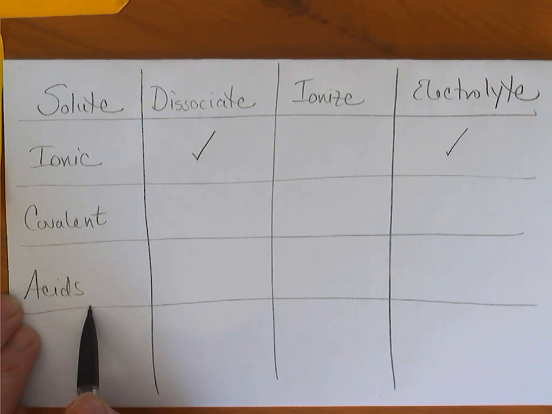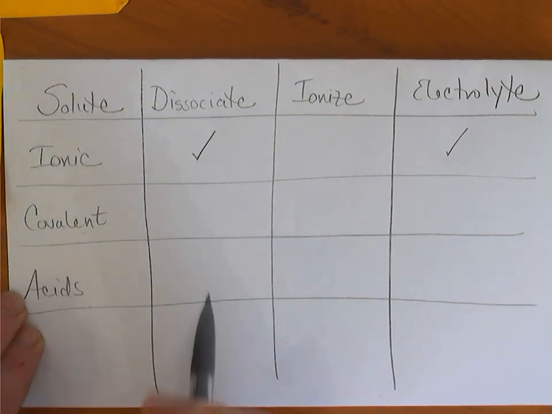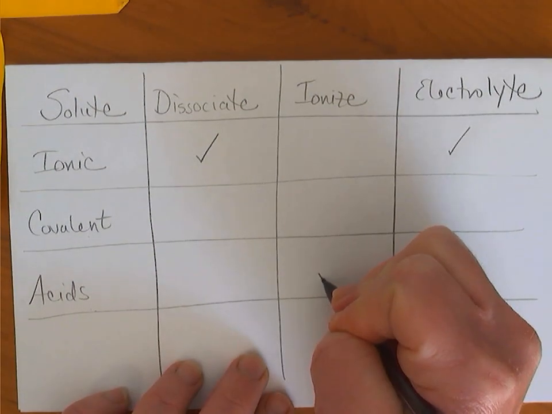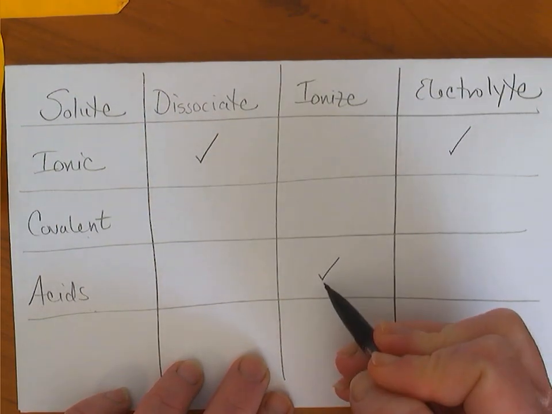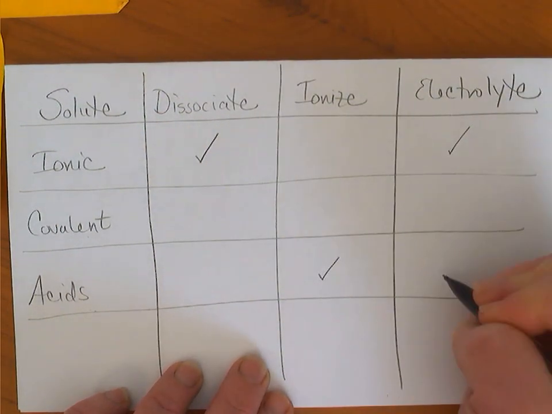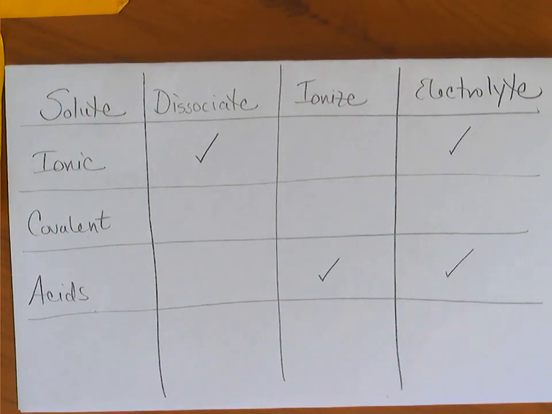Acids. Acids react with water, as shown in the previous video. We call that ionization. Because we are making free-moving ions, they are electrolytes. So let's go through some example equations.